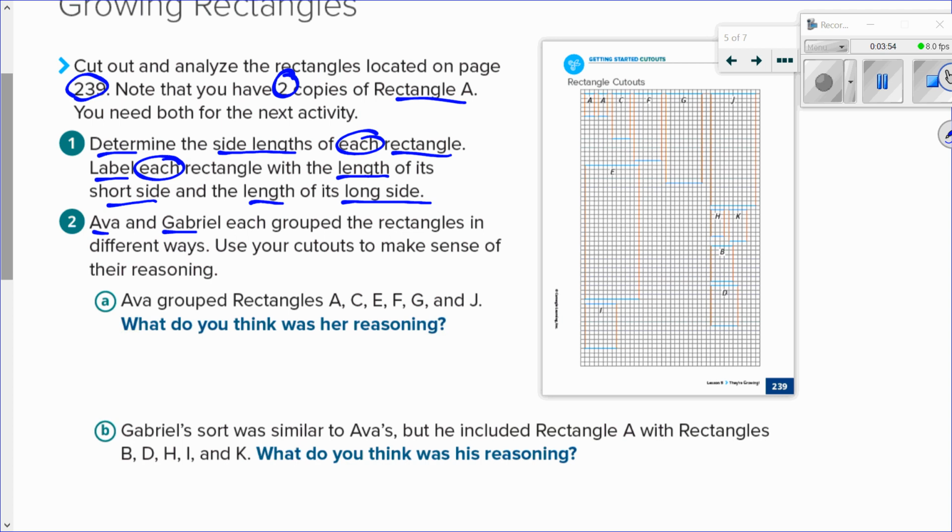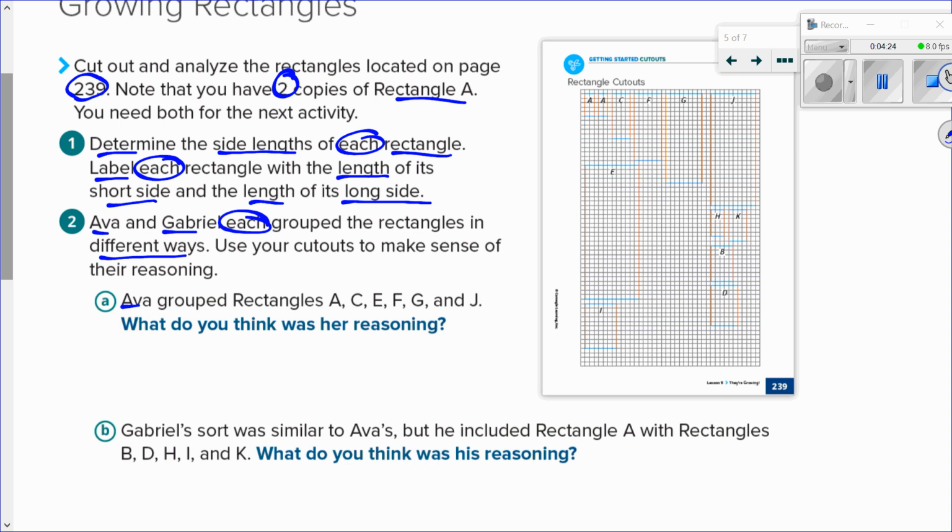Ava and Gabriel each group the rectangles in different ways. Use your cutouts to make sense of their reasoning. In other words, put the cutouts in these 2 stacks. Look at them and see if you can figure out how they reasoned to put them together. I will give you a hint. If you line them up from smallest to biggest within each of their stacks and put all the bases, or the bottoms, together in the same direction, it should help you see what they did.